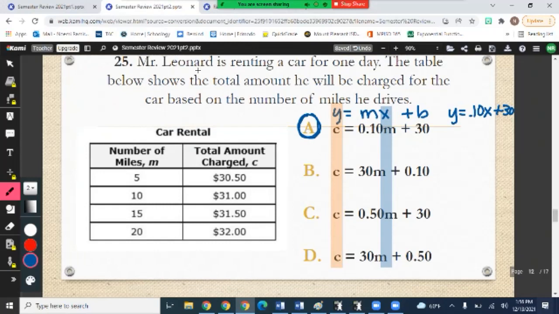Or you could do it the long way. All of these are actually technically solved for y. So you could put it in y equals and find the table, match those. But once again, that is the longer way.